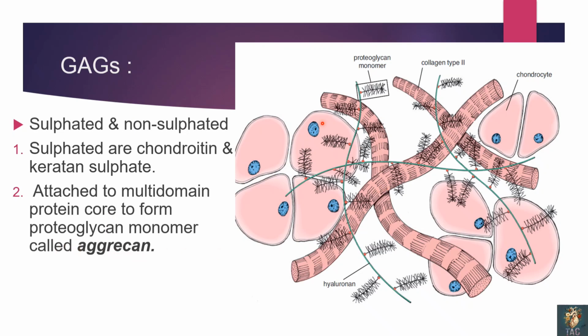So in this slide you can see these are basically the chondrocytes. The larger fibers are those of the collagen, these are the type 2 collagen fibers. In green color you can see this thread is hyaluronan, and these smaller ones are the proteoglycan monomers. These proteoglycan monomers are also called the aggrecan. So this is the general structure of the extracellular matrix of the cartilage.